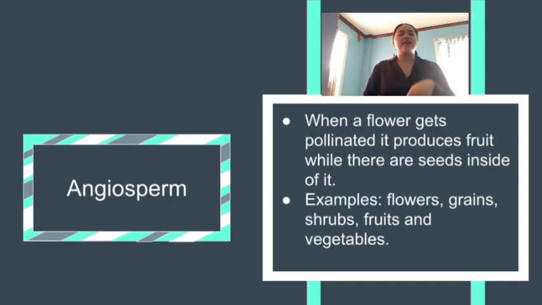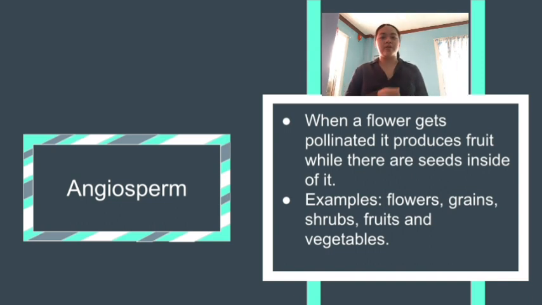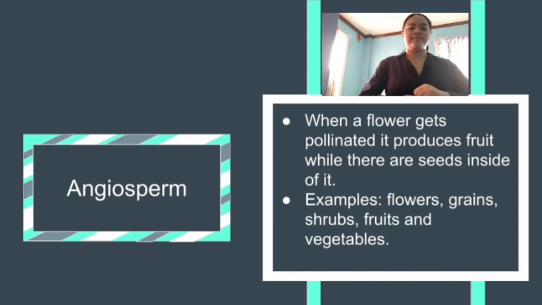Here we are in the angiosperm under the flowering plants. What is the angiosperm? When a flower gets pollinated, it produces the fruit, with seeds inside. There are 5 common angiosperms. Examples are flowers, grains, shrubs, fruits, and finally the vegetables. That's gonna be tackled next.